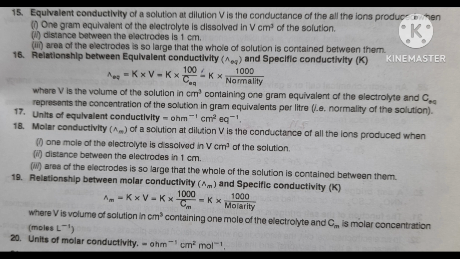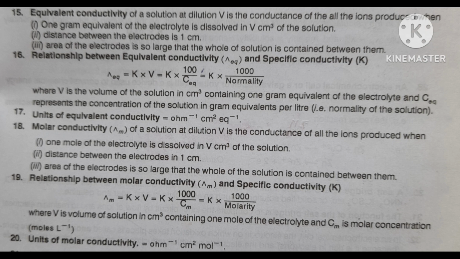Okay, because in V volume there is 1 gram equivalent, K into V I told you, but you don't know how many gram equivalent weight is present there. In general, suppose C gram equivalent is present. Correct? Then per gram you have to calculate. C gram equivalent is present in 1 liter. 1 liter means 1000 cc. Then 1 gram equivalent will be present in how much cc? Volume 1000 divided by C.